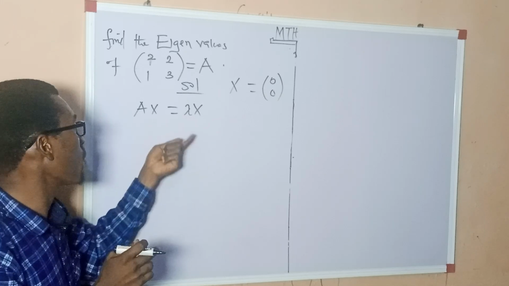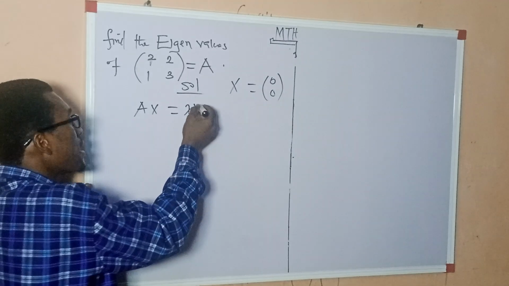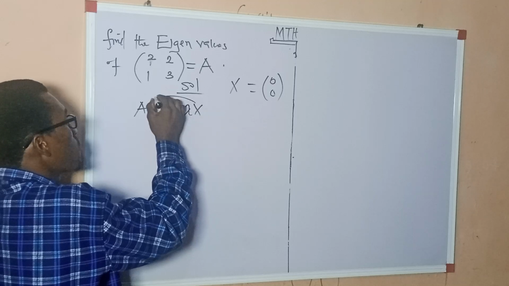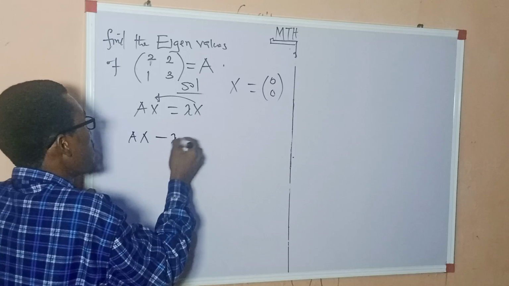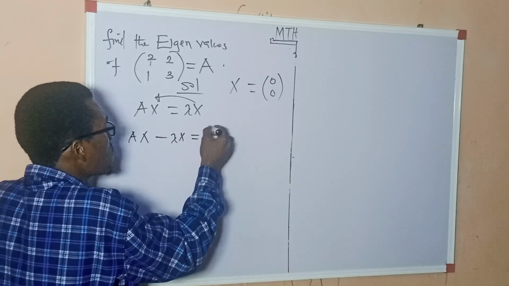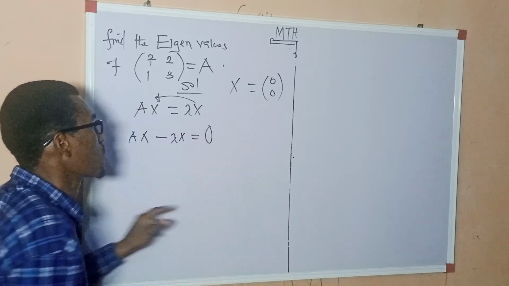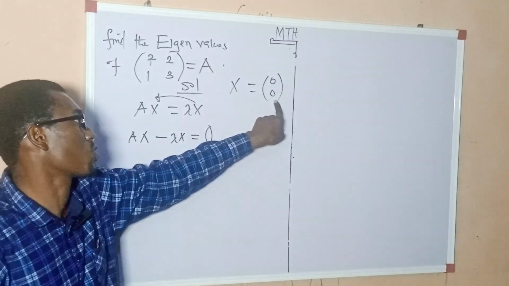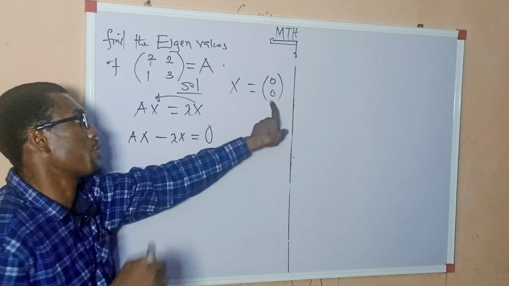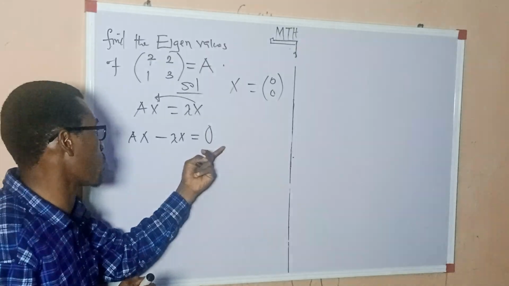So to solve this problem, we shall take this expression on the right-hand side to the left. In doing so, we shall have Ax minus lambda x, and we'll be left with a zero vector. Please take note, this is not zero as in arithmetic, rather it's a vector. When we say zero, we mean this vector over here. So we have this as a result.